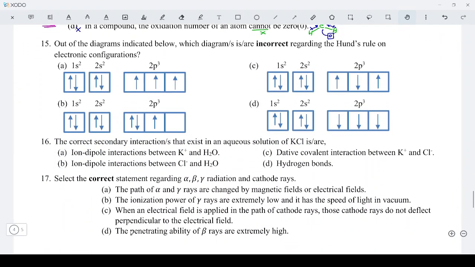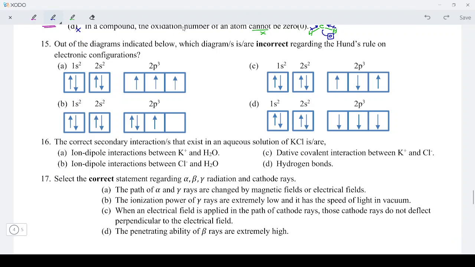Right, now we go into the next question. Out of the diagrams indicated below, which diagram is incorrect regarding Hund's rule? You know, Hund's rule, this is similar to this question. There was a question in 2024, the newest A-level paper we had. So therefore, doing these model papers is very important. Don't forget to write a review also and repeat the questions once again.